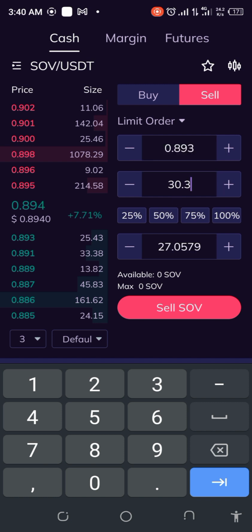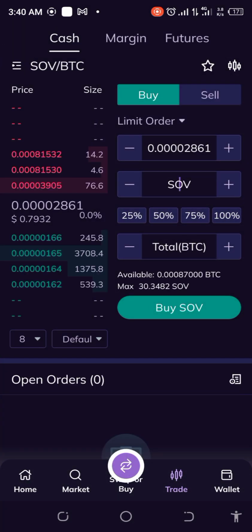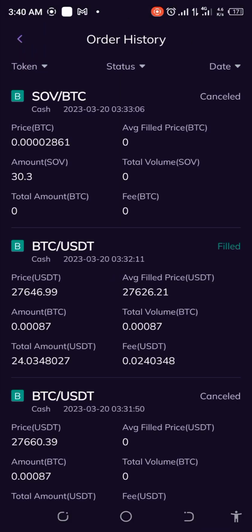So let me go ahead. Let's go back to SOV BTC and place this as a buy limit. We're not going to have to waste our time or waste our money. If for any reason this doesn't work out, don't forget we have our boomerang strategy, so we can always sell back. But first of all, let's see how much we bought our BTC at.